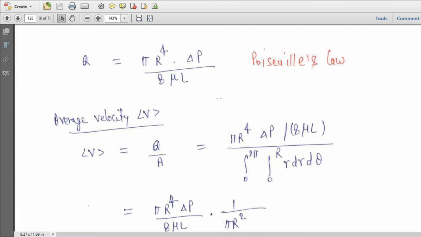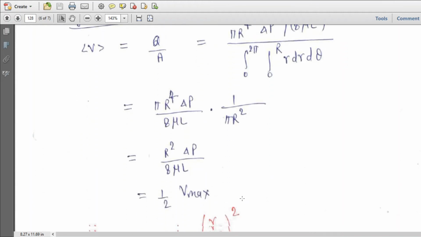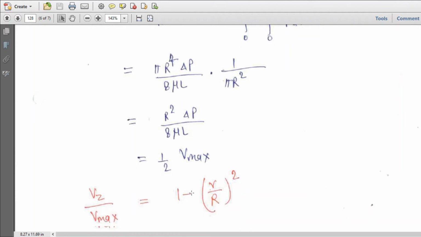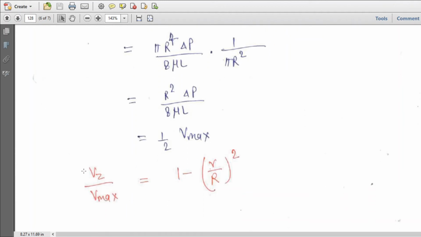known as Poiseuille's law. Average velocity is Q by A, so you already have Q, then we have the area, integral 0 to 2 pi, 0 to R, r dr d theta, or pi R square. So for that, average velocity comes out to be R square delta P upon 8 mu L, which is half of the maximum velocity. So the relation between maximum velocity and instantaneous velocity is Vz equal to Vmax times 1 minus r square upon R square.